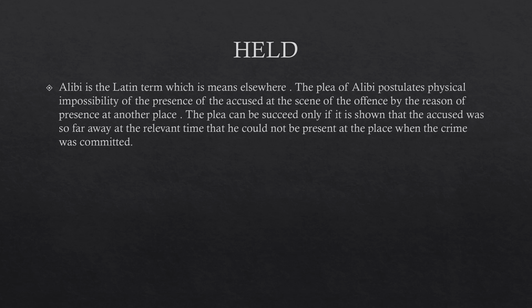Now here the court held that alibi is a Latin term which means elsewhere. The plea of alibi postulates the physical impossibility of the presence of the accused at the scene of the offense by reason of the presence at another place. The plea can succeed only if it is shown that the accused was so far away at the relevant time that he could not be present at the place where the crime was committed.